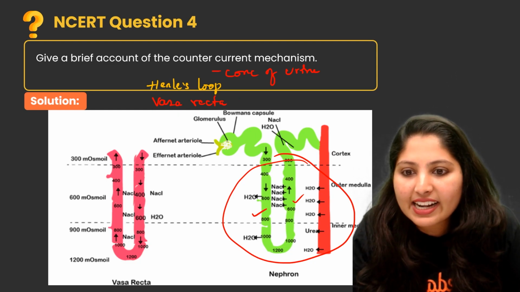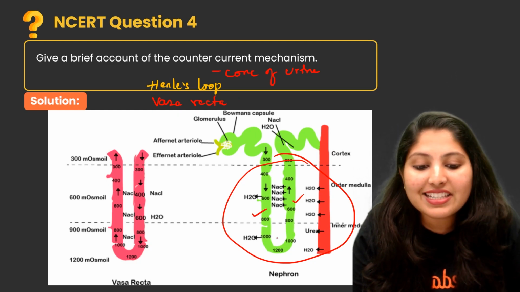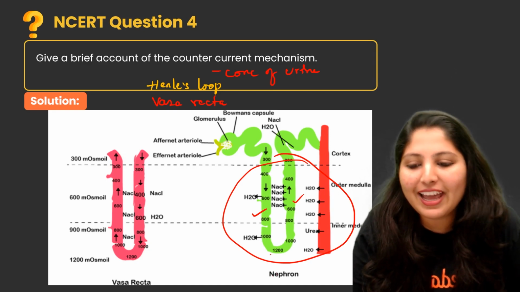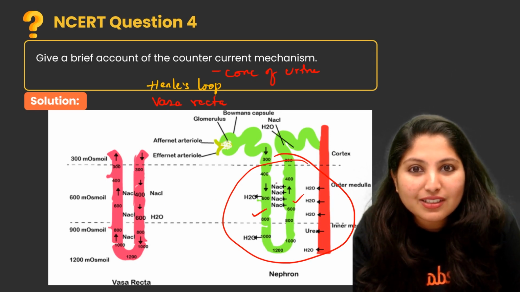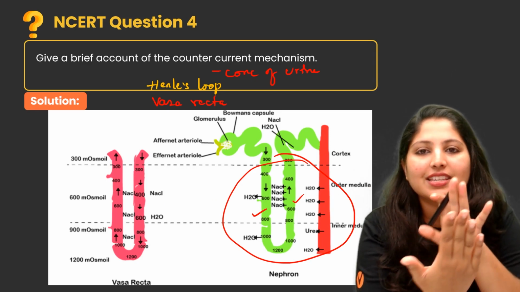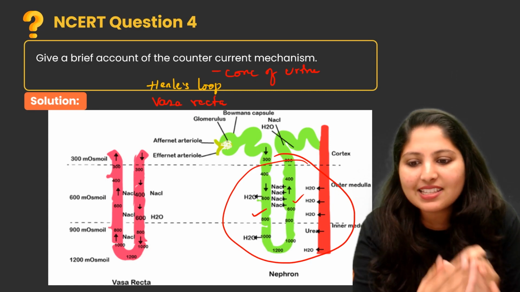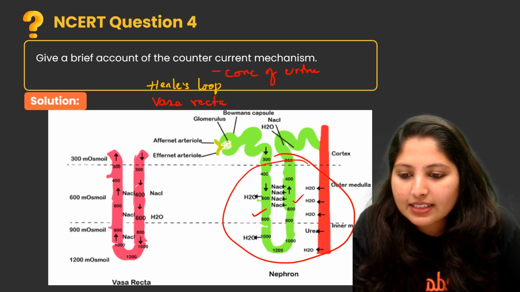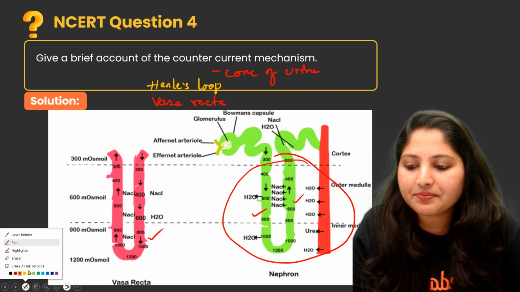This vasa recta runs parallel, or anti-parallel, to the nephron. One is in front, one is on the back side. This is how the vasa recta and nephron align. This portion is the vasa recta. Clear, right? Okay.